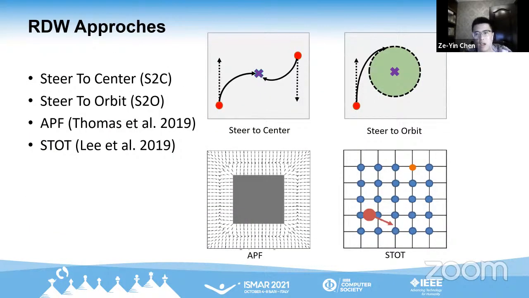So far, many RDW approaches have been proposed. Steer to center guides the user towards the center of the scene at all times, while steer to orbit guides the user to walk along a fixed arc. APF constructs an artificial potential field to steer the user far away from the obstacles, and the steer to optimal target is trained by reinforcement learning to locate an optimal heading direction in each moment.